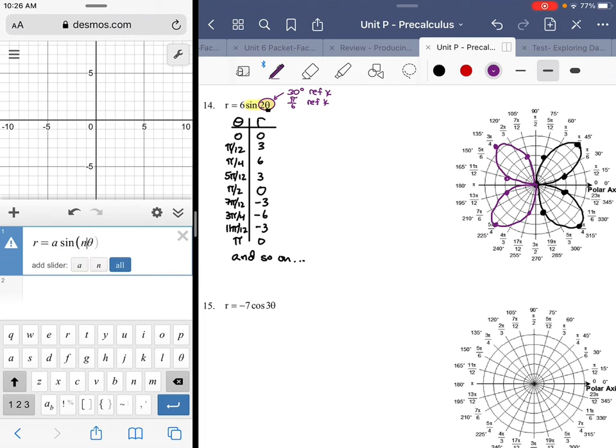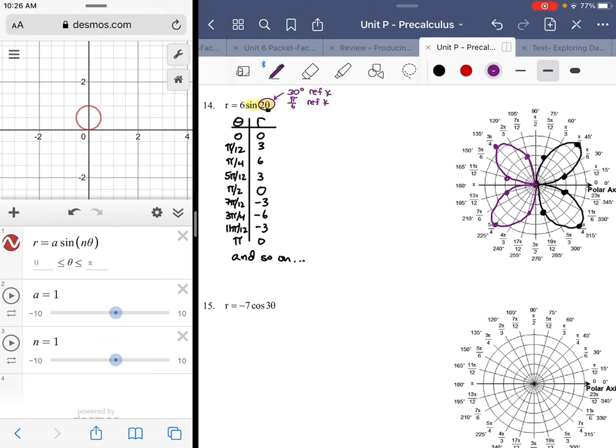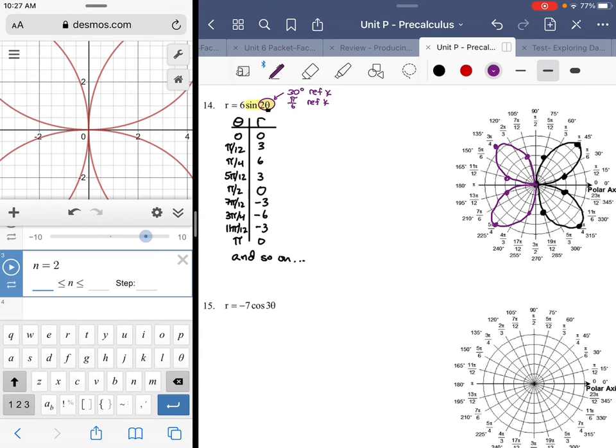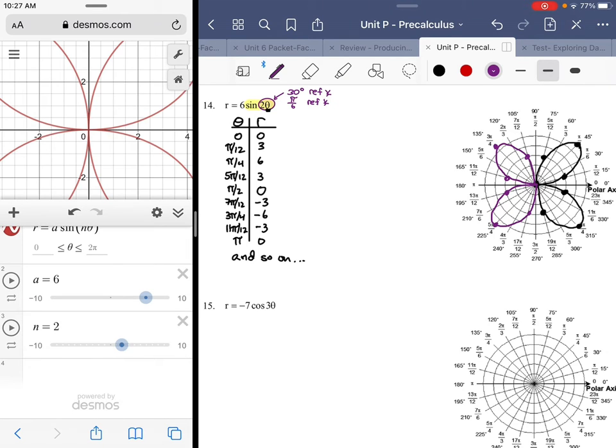All right, so let's actually rewrite this so that this is an a and that's an n, and then add my sliders, and then just see what's going on. So if they're both ones, it looks like a circle centered around 0. I'm sorry, centered around the y-axis. All right, so let's make it what we have here, 6, which means I zoomed in way too much. And, whoa, look at that, it's crazy. 2. Oh, if it'll let me.